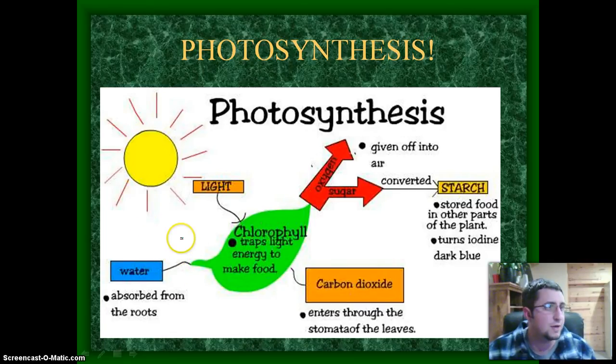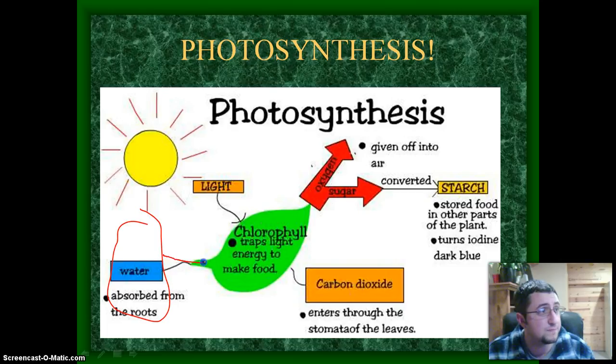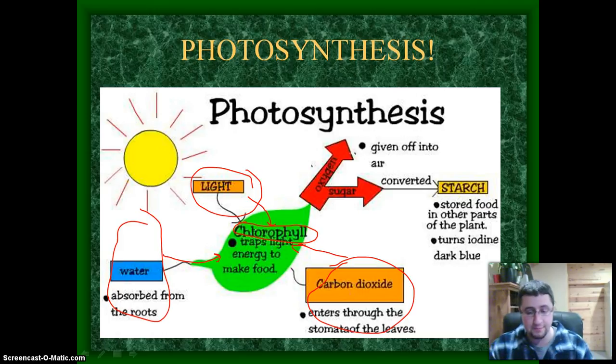Here's a picture of what's going on with photosynthesis. We have some water that comes in from the roots. That enters the leaf. We have some carbon dioxide that comes in from the air that enters the leaf. We have some light that comes in and enters the leaf. The light is going to strike chlorophyll. Chlorophyll is going to start a whole chain of different reactions, and eventually we're going to end up with some oxygen and some sugar. Now that sugar is in a very simple form.